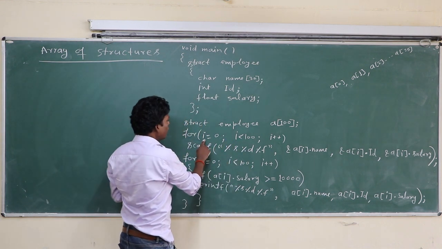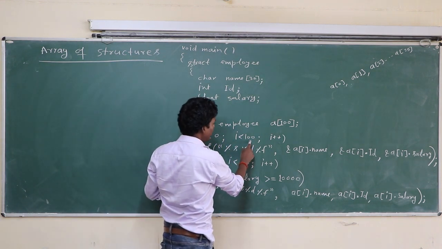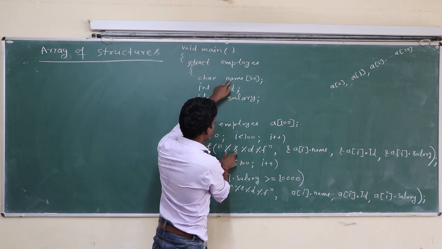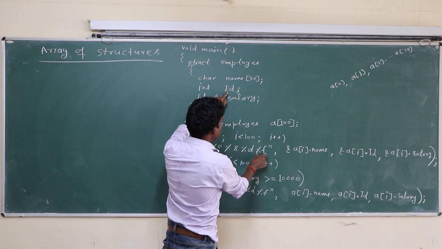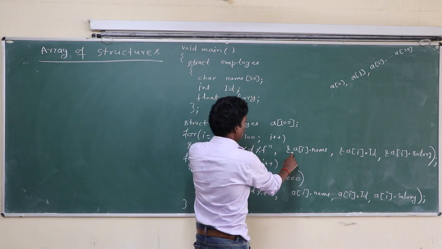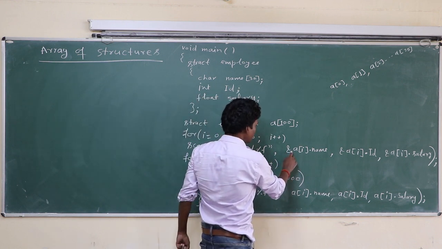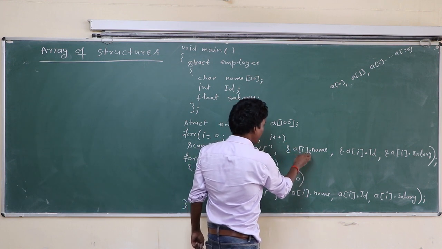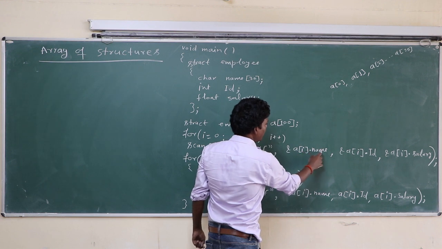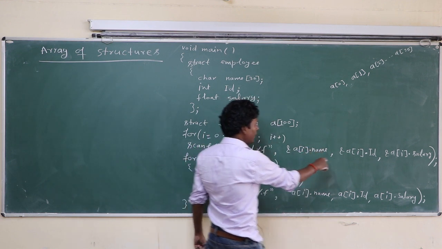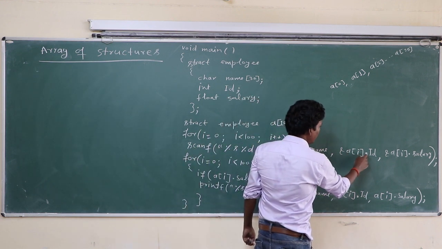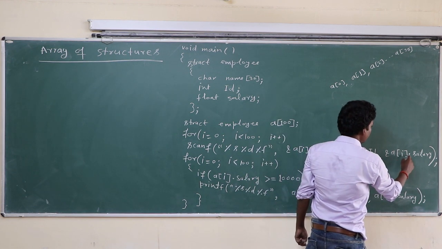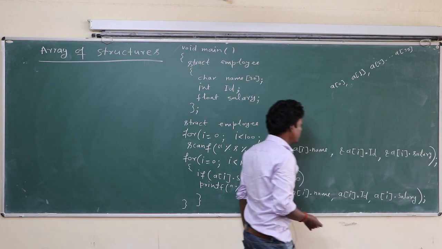Okay class, now from i equal to 0, i less than 100, i plus plus, scanf of %s, input the name, %d, input the id, %f, input the salary. Because it is scanf, we use ampersand: &a of i dot name will be input here, &a of i dot id will be input here, &a of i dot salary will be input here.